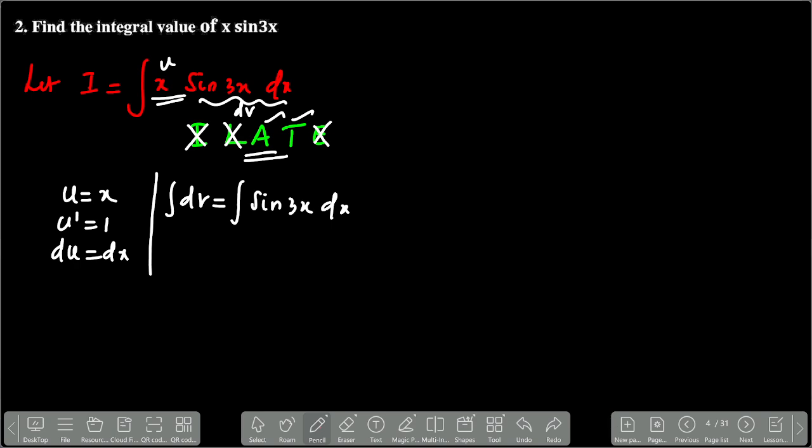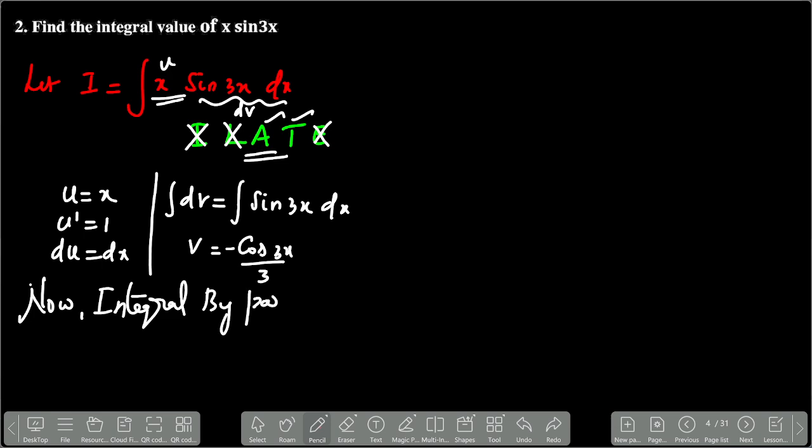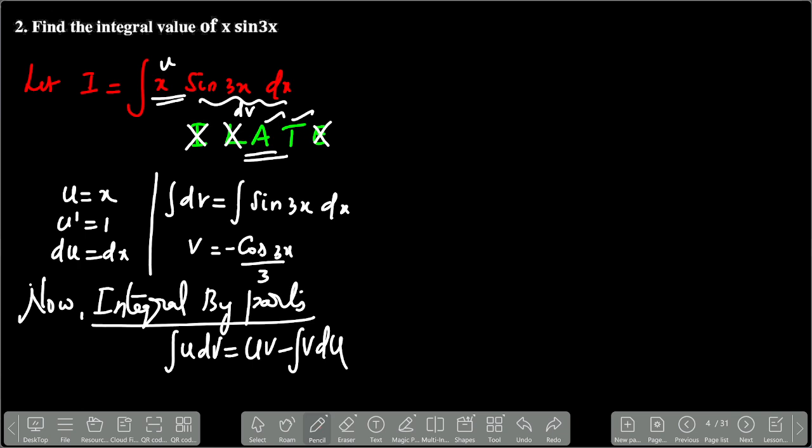What is the integral of sin ax? Minus cos ax, that means minus cos 3x divided by 3. Are you okay? Any doubt? Now the integral by parts formula: integral u dv equal to uv minus integral v into du. Now apply this.